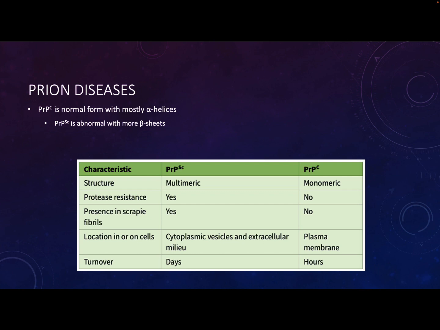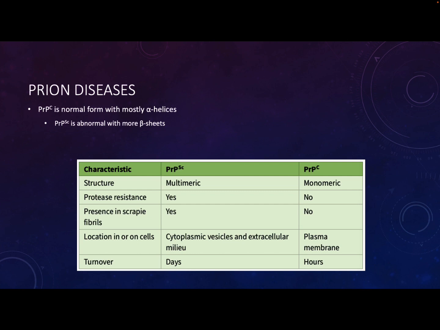So in its normal form, the cellular form, the protein is a monomer. It is able to be digested by protease. We don't find the normal form in the plaques in the brain, they call it the scrapie fibrils. It tends to be located only in the plasma membrane of cells, and it turns over within hours, meaning the protein gets recycled, right? We recycle our proteins all the time.